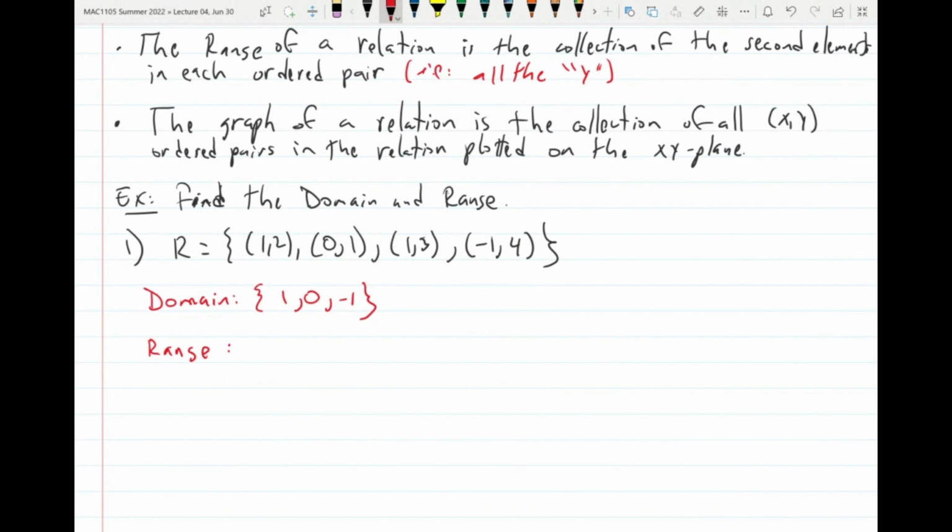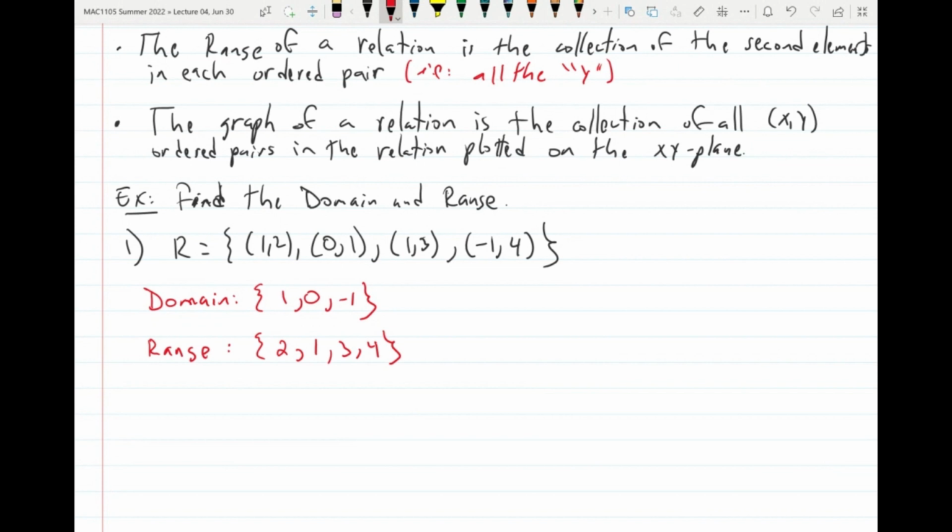What's the range of this relation? 1, 2, 3, 4. So let's see, I'm going to go in order. So 2, 1, 3, and 4. Remember, a set is a collection of elements. The order inside doesn't matter. Very good. So just go and look at the second element in each ordered pair. Any questions about what domain and range is?